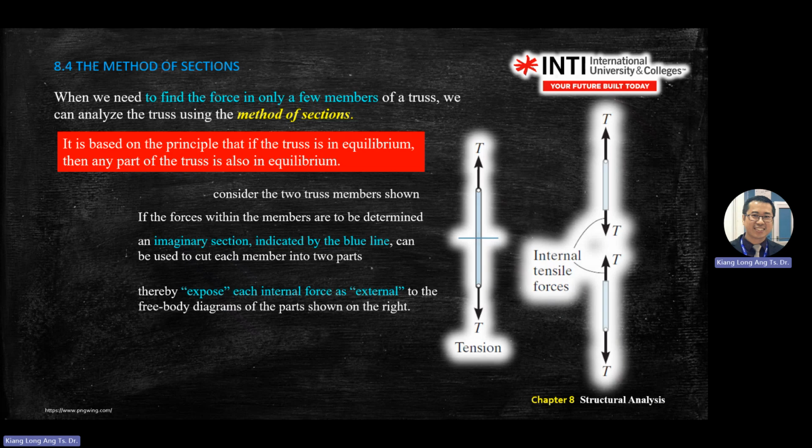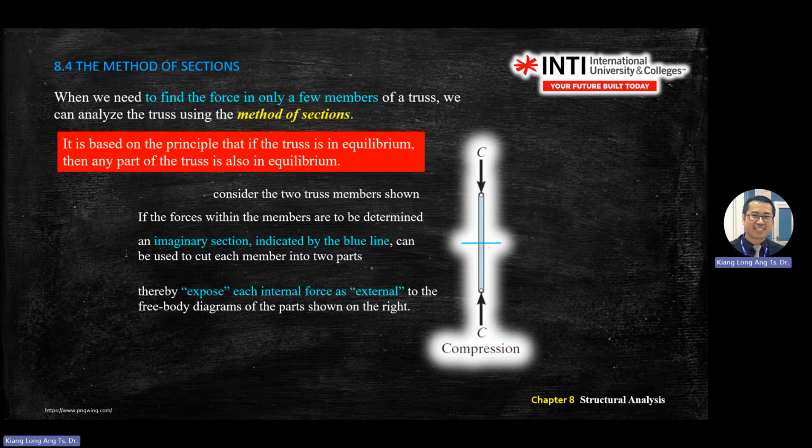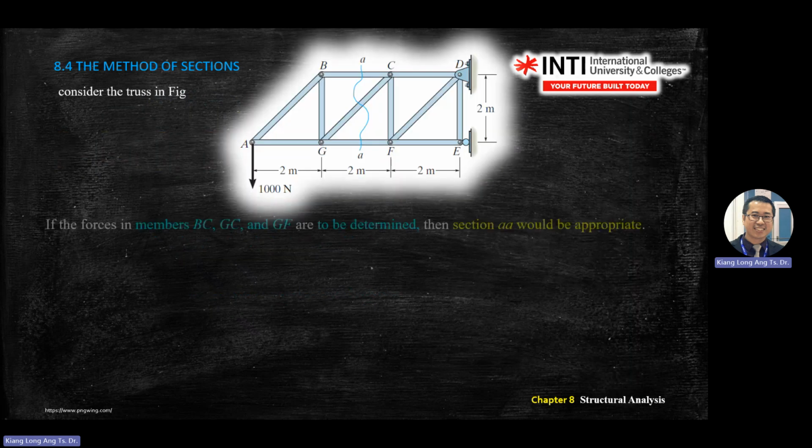This is using method of section. The previous slide was method of joints. This one is method of section. You cut the things and then you tell whether it's compression or tension. Like this figure, you pull down 1000 Newton, with 2 reaction forces here, E and D. If the members BC, GC are to be determined, section A would be appropriate. So the question sometimes will give you a cross section. It will cut the truss for you and ask you to do analysis using method of section.